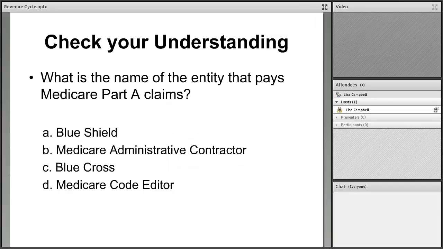Next question. What is the name of the entity that pays Medicare Part A claims? Is it A, Blue Cross Blue Shield? Is it B, the Medicare Administrative Contractor? Is it C, Blue Cross? Is it D, the Medicare Code Editor? Now, be careful on the exam. The question says, what is the name of the entity? Well, guess what? Medicare Code Editor is not an entity. The correct answer here is going to be B, Medicare Administrative Contractor.